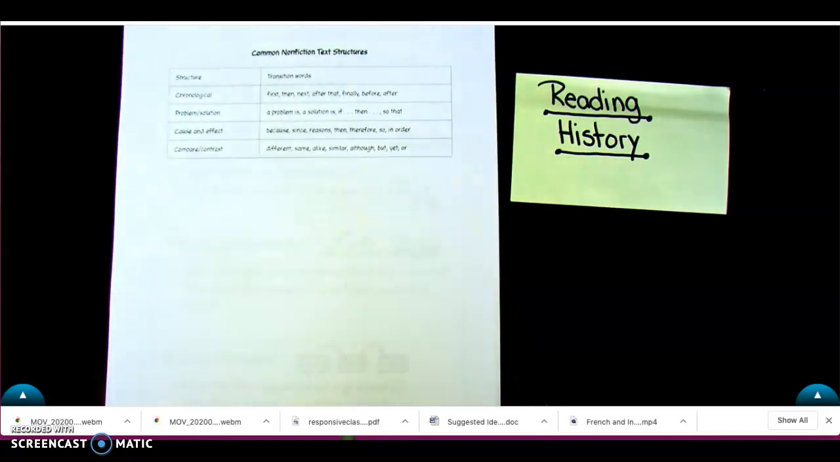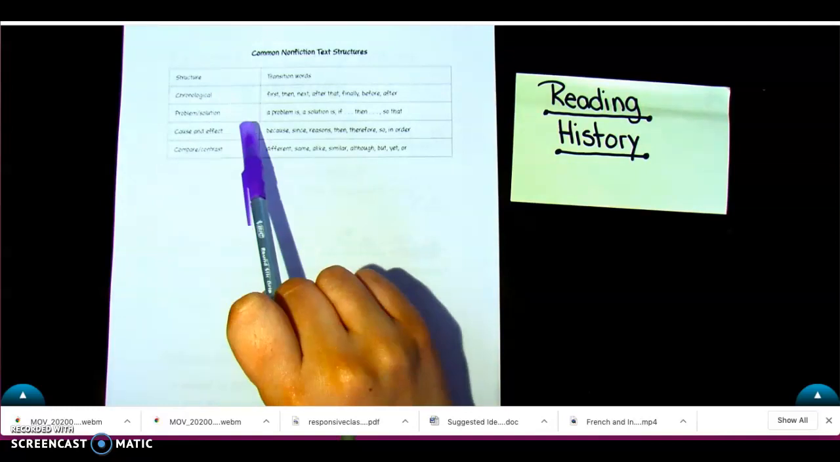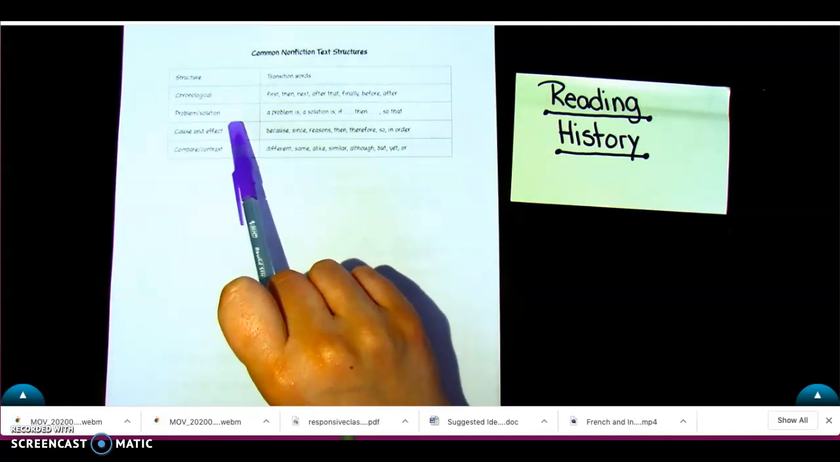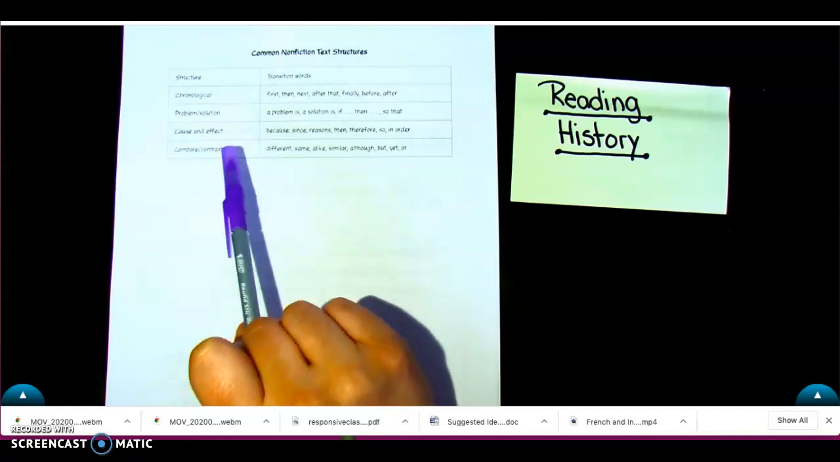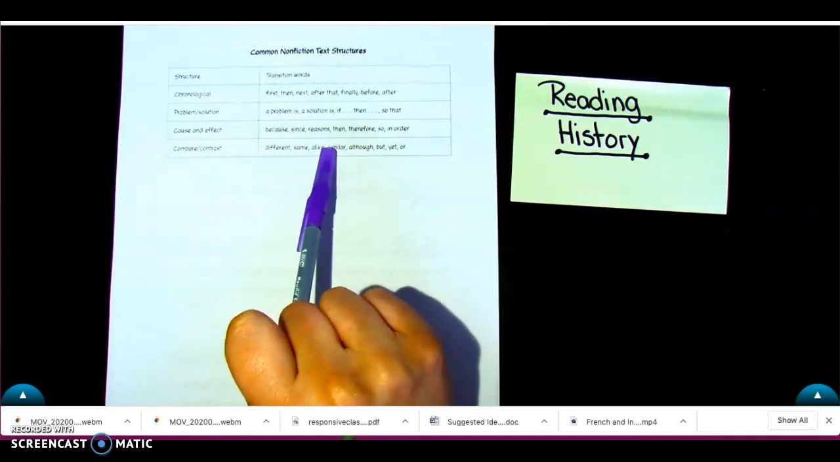Some other things that we go over in the unit is using different text structures to take notes. So reading an article or a book about the American Revolution and thinking about how the author structured the text, right? Did they write it in chronological order? Did they use a problem and solution text structure, cause and effect, or compare and contrast? And then we're going to use that text structure to help us take notes on what's most important.